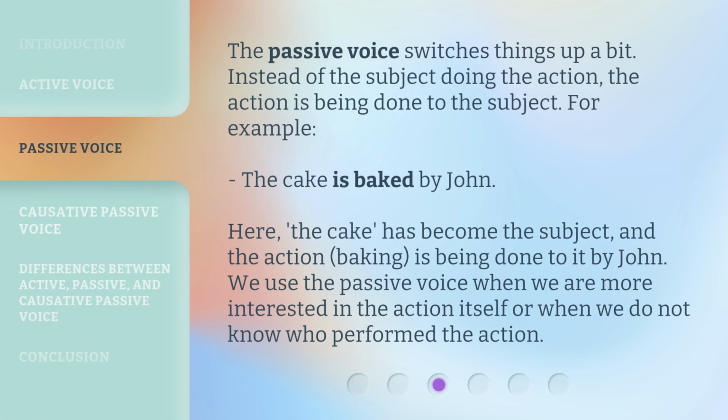The passive voice switches things up a bit. Instead of the subject doing the action, the action is being done to the subject. For example, the cake is baked by John. Here, the cake has become the subject, and the action, baking, is being done to it by John. We use the passive voice when we are more interested in the action itself or when we do not know who performed the action.